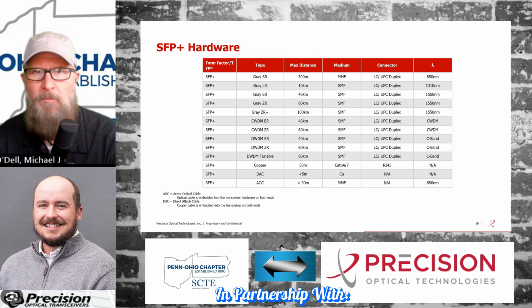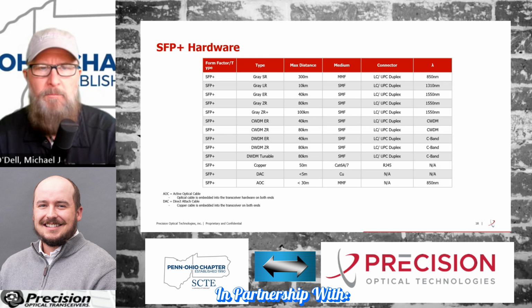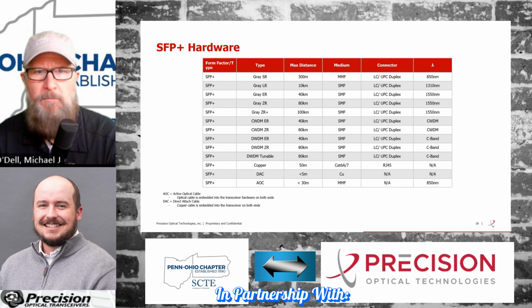But something we do also see when we get to 10 gig is the introduction of a couple of different types of technologies. Whereas with 1 gig we had copper, gray, CWDM, DWDM, when you get to 10 gig, you see the introduction of 10 gig tunable. And we also see the introduction of DACs and AOCs. DACs stand for direct attach cables. AOC stands for active optical cable.